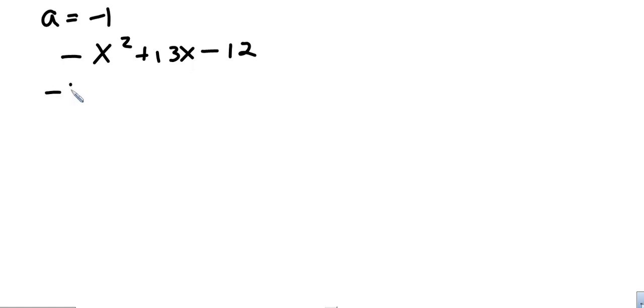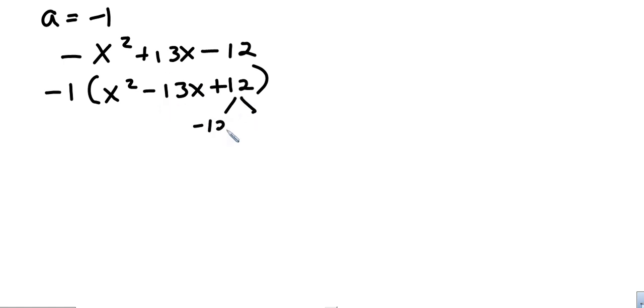So let's take the negative 1 out of our quadratic. That leaves us with x squared minus 13x plus 12. We're factoring that negative out of all of the terms. So now we have the same kind of polynomial we had a minute ago. We're looking for factors of 12 which sum to negative 13. Well, that's going to be negative 12 and negative 1.